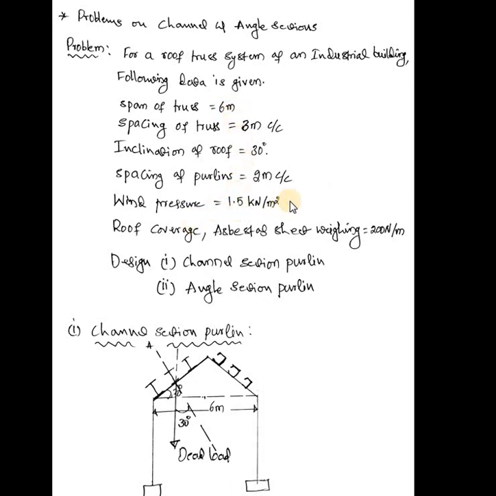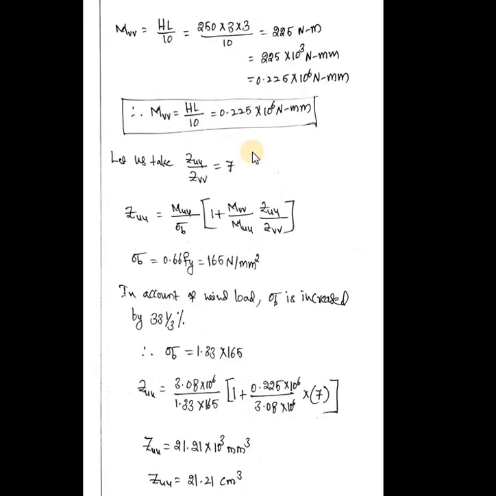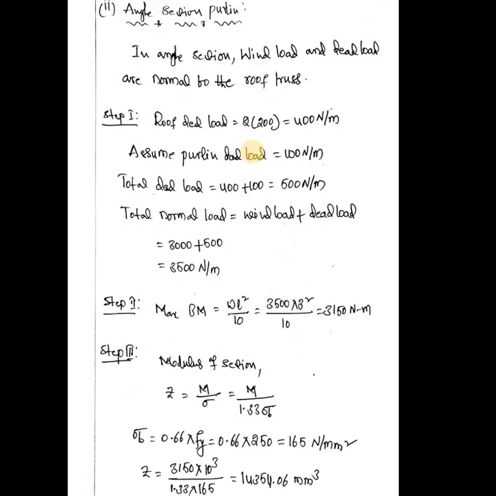He has given 1.5 kilonewton per meter square wind pressure. Based on that we got 3000 Newton per meter square wind pressure. So based on these values we calculated here. So these are the load calculations.